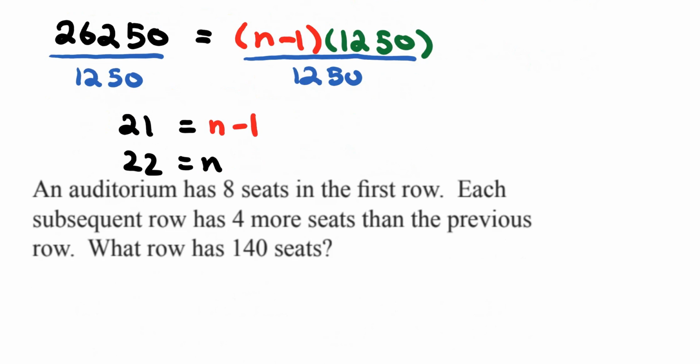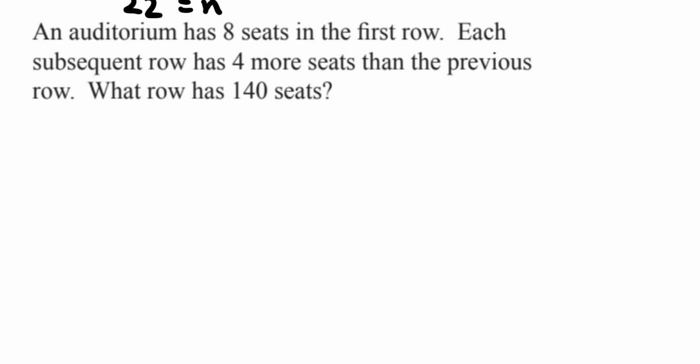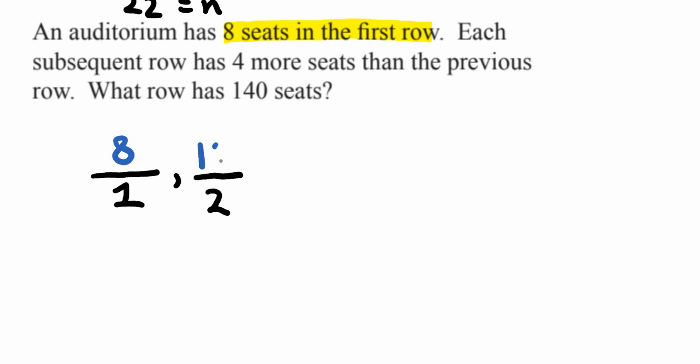Okay, let's move on to the last question for this homework video guide, question number 15. So an auditorium has 8 seats in the first row. So in the first row, there are 8 seats. And then for each row that we have 4 more seats than the previous row. So in row number 2, I'll have 4 more. So that means there are 12 seats in row 2. And just for practice, for row 3, I'll have 4 more. So 12 plus 4 is going to be 16. And then the sequence will continue on.